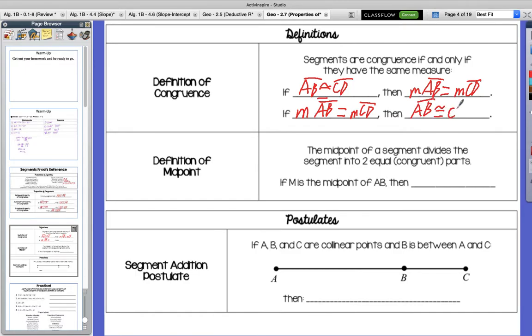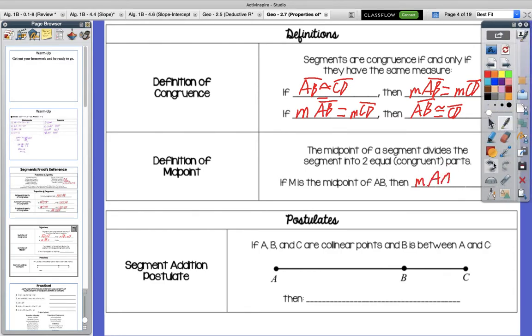So if you're ever switching between things being congruent and the measures being equal, and then the actual pieces themselves being congruent, that's going to be our definition of congruence, because that's just what congruent means, hence definition. So definition of midpoint: the midpoint of a segment divides the segment into two congruent parts, or equal parts. So if M is the midpoint of segment AB, well then, we know that the measure of segment AM, it's a really bad M.